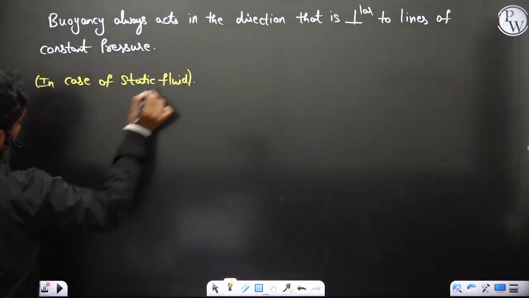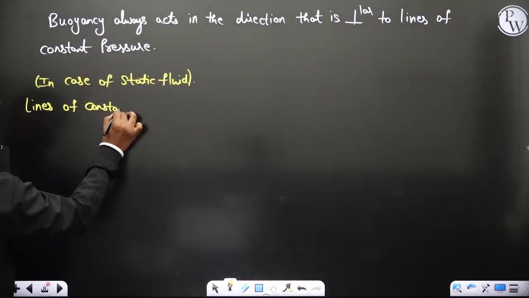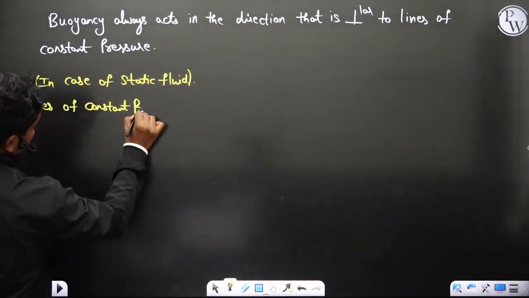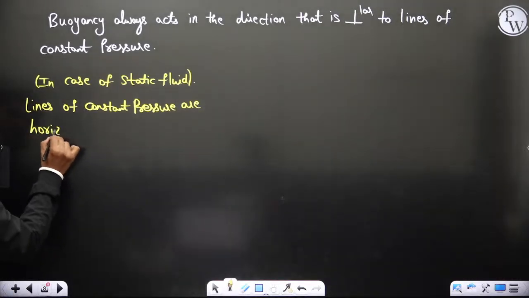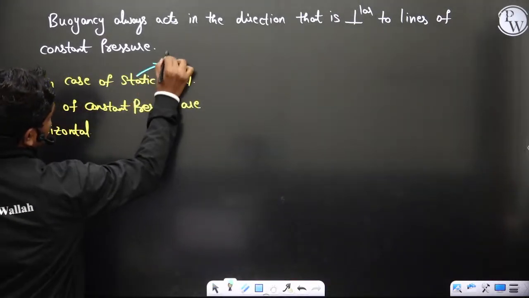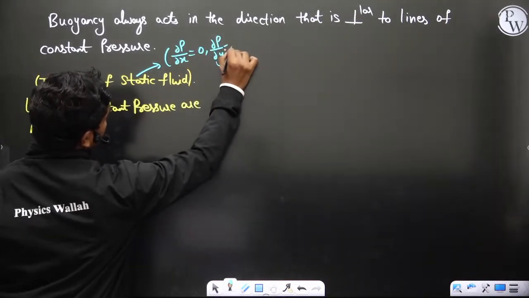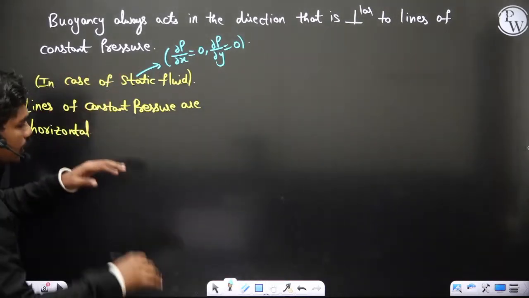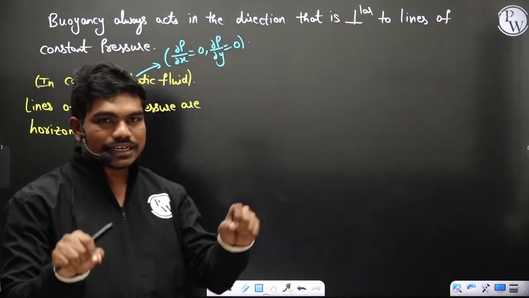what happens? Lines of constant pressure are horizontal. Yes or no? We have seen whenever you have done the hydrostatic analysis, in case of static fluids, ∂p/∂x and ∂p/∂y are zeros. Now if this is the case, then the lines of constant pressure are horizontal in case of static fluid.